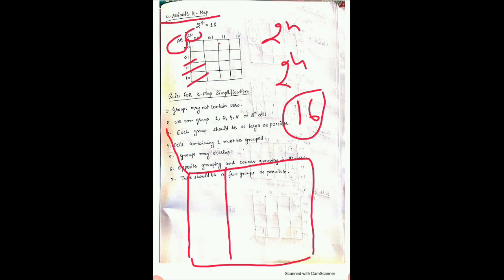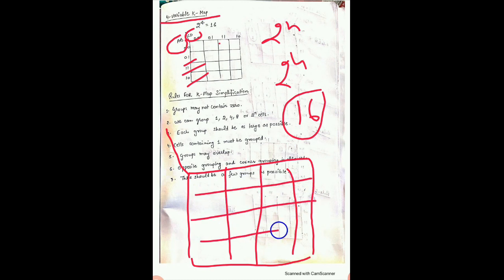So this is 0 0, 0 1, 1 1, 1 0, and 0 0, 0 1, 1 1, 1 0. I will make it here, so that you will understand easily. We have to make 16 configurations.